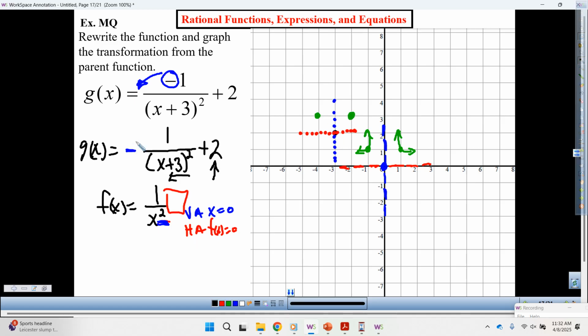However, what does this do to these points? Tell your neighbor. It flips them. So instead of going 1 to the left, 1 up, we go 1 to the left and 1 down. This one as well, 1 to the right, 1 down. And this is our g of x.